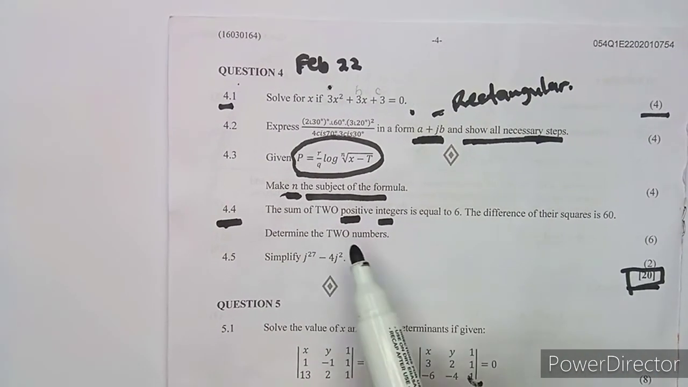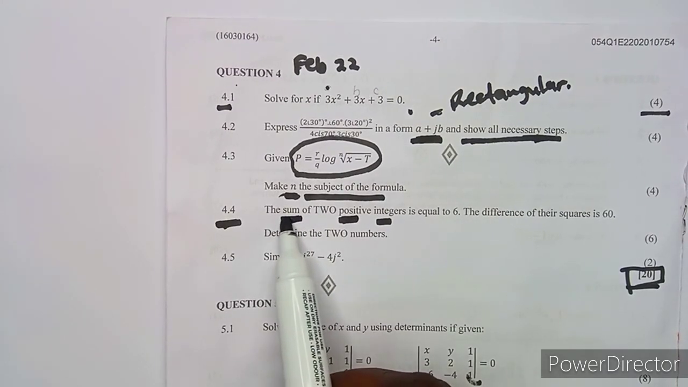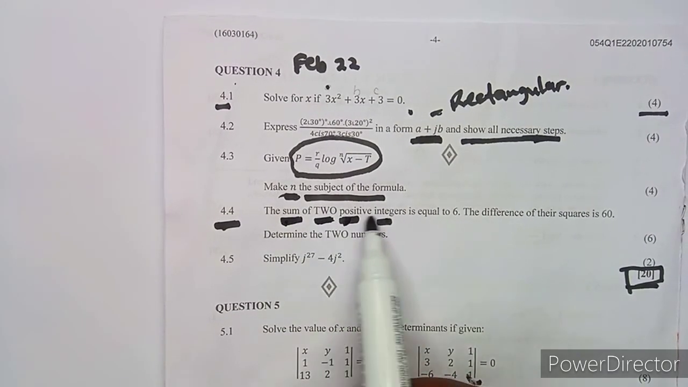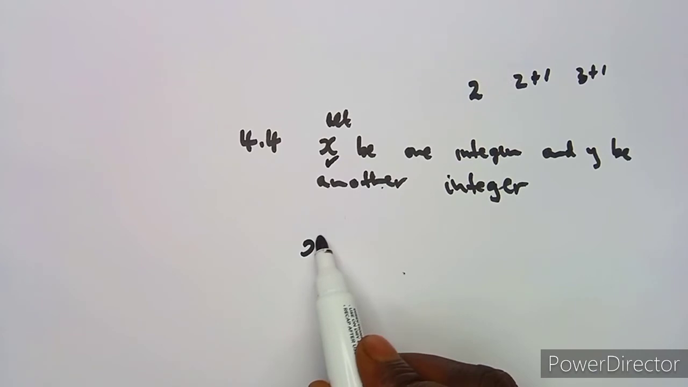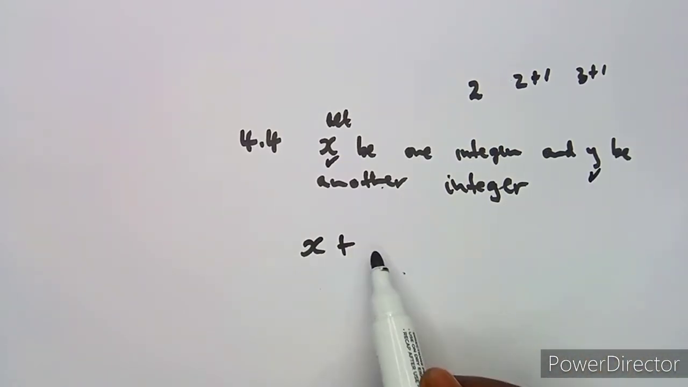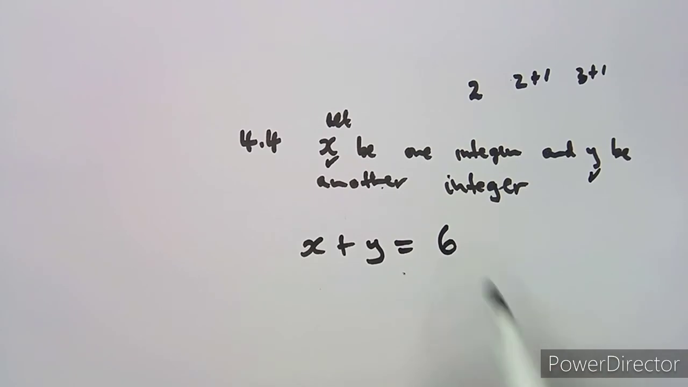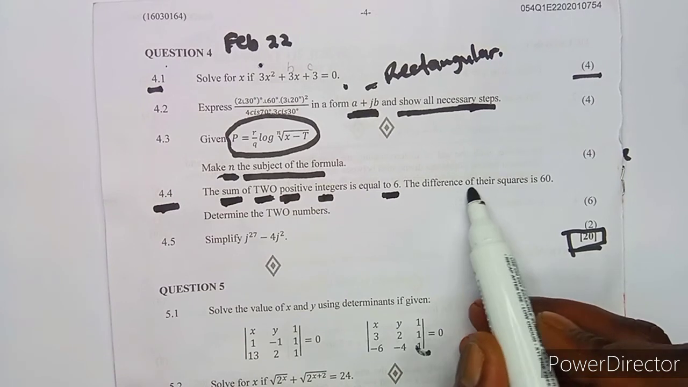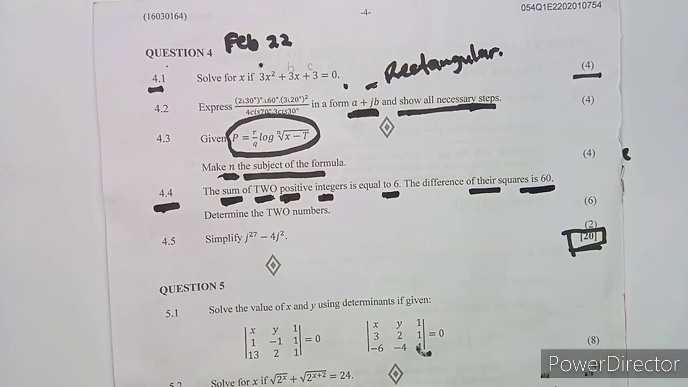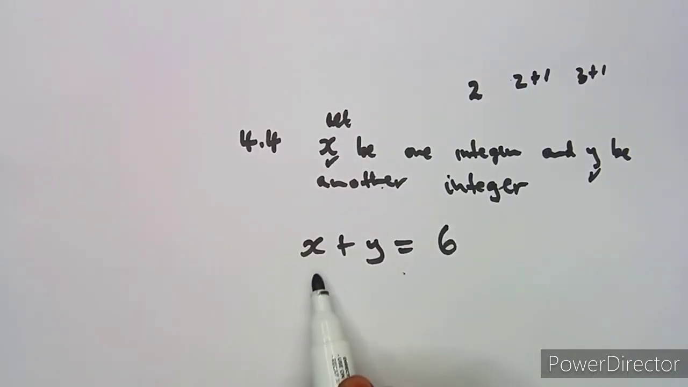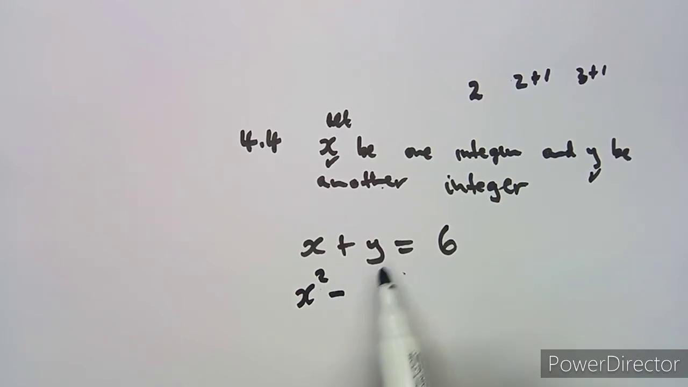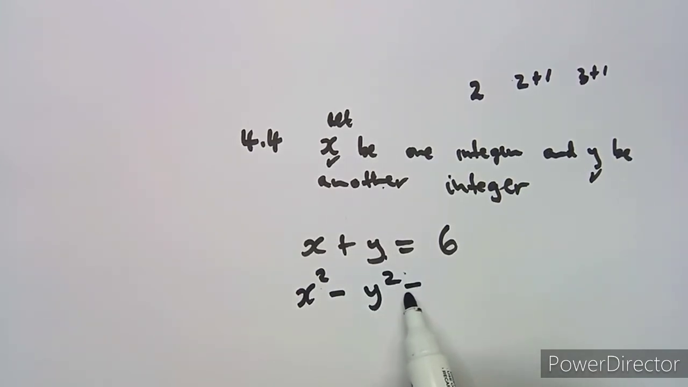Anyway, they are saying the sum means to add. If we add the two positive integers, we must obtain 6. Which means this positive integer added to this positive integer must give me 6. Okay, that's what they said. Then the difference of their squares is 60. Which squares? These ones. So if I square this one and subtract the square of this one, I must obtain 60. That is what they are saying.